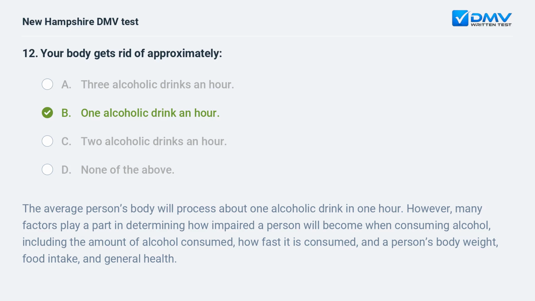The average person's body will process about 1 alcoholic drink in 1 hour. However, many factors play a part in determining how impaired a person will become when consuming alcohol, including the amount of alcohol consumed, how fast it is consumed, and a person's body weight, food intake, and general health.